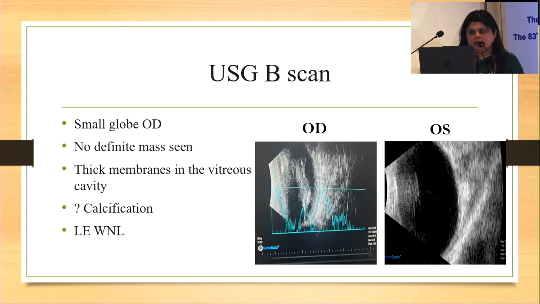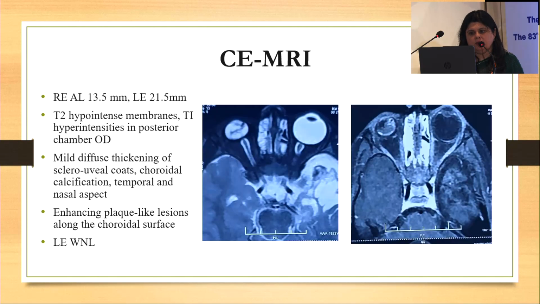So, as the next logical investigation, we went ahead with an ultrasound B scan. It confirmed the presence of a small globe in the right eye. Again, there was no definite mass that was seen. There were some thick membranes in the vitreous cavity. There was some doubtful calcification based on the high spikes that were seen on the ultrasound, and the left eye was normal. So then we went ahead with MRI for more information regarding this mass.